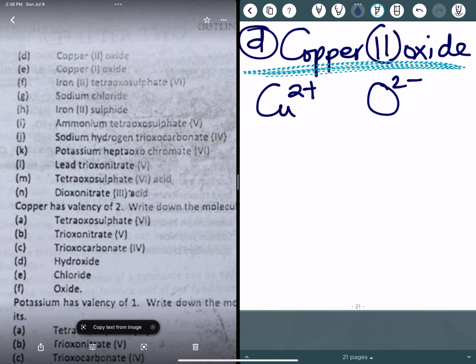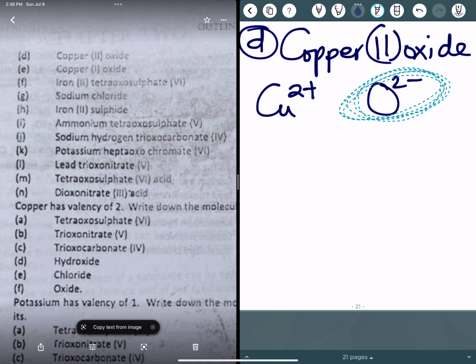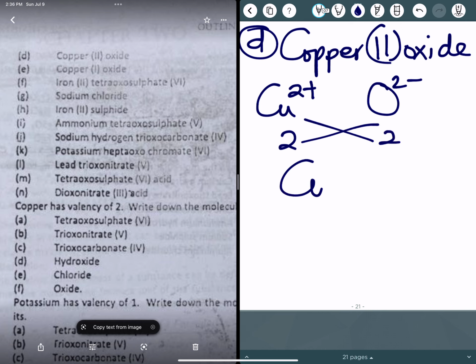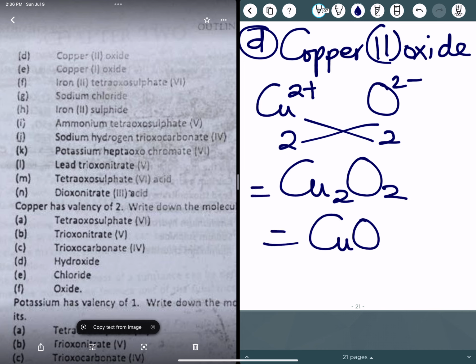It's an oxide. It's a basic oxide. We'll get to that later. And the oxygen in it is charged 2 minus. So copper is charged 2 plus. That gives you valencies of 2, 2. When you exchange valencies, you will get Cu2O2. So the compound is CuO.